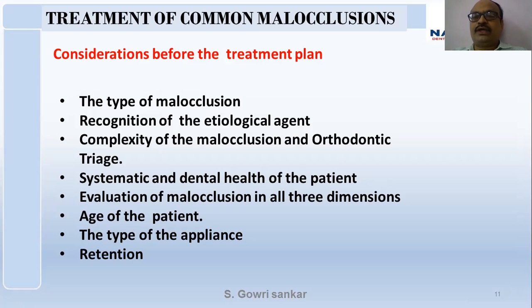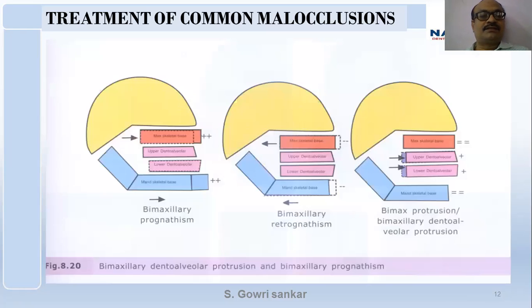So before rushing to the orthodontic treatment, you have to see the normal systemic and dental health of the patient. Next comes evolution of malocclusion in all three dimensions, and the age of the patient is very important, as we have seen, whether we are going to do growth modulation or camouflage or orthopedic treatment, or orthognathic surgeries when the growth is completed. And the type of appliance and retention is a very important aspect. Depending upon the type of malocclusion, the type of retention changes.